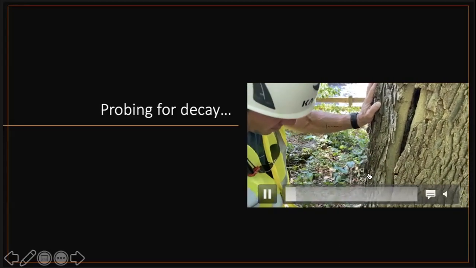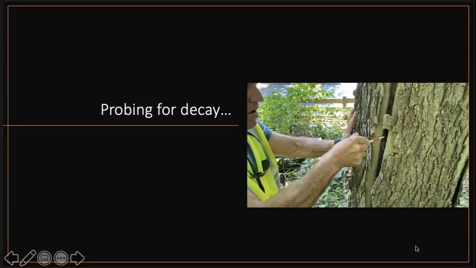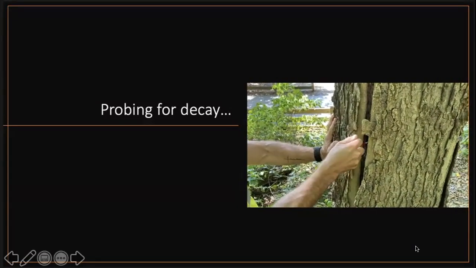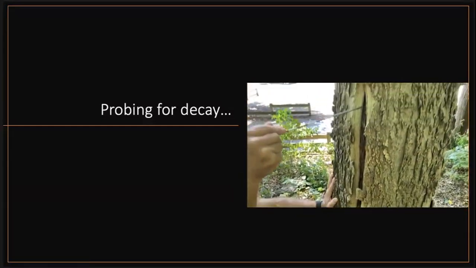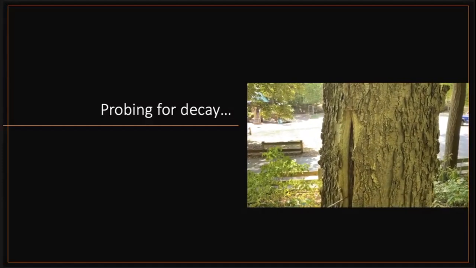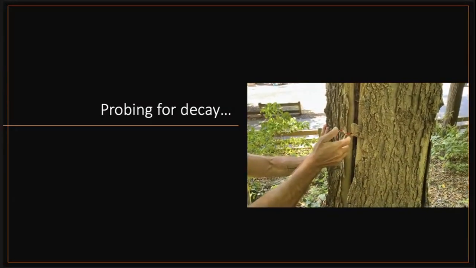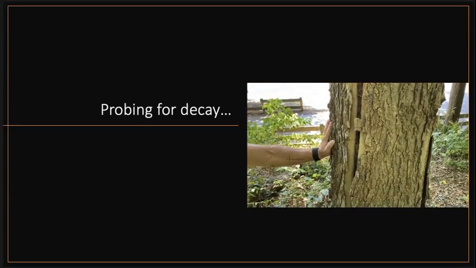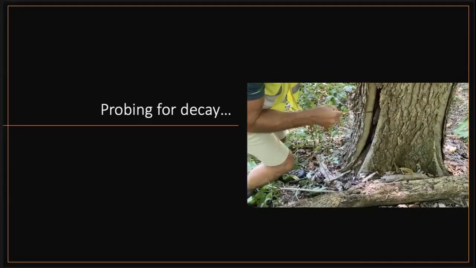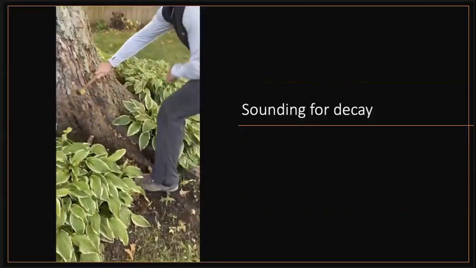I'll probe for decay. I use a surveyor's pin there to get an idea of the structural integrity of the internal wood fiber. You can see it's really soft in there. Now, as I move farther up on the trunk, you can see it's pretty solid. I'm not penetrating that at all, but there's a very weak area there that certainly provides some level of concern and potential for failure, all the way down towards the bottom of the trunk. And also sound for decay.